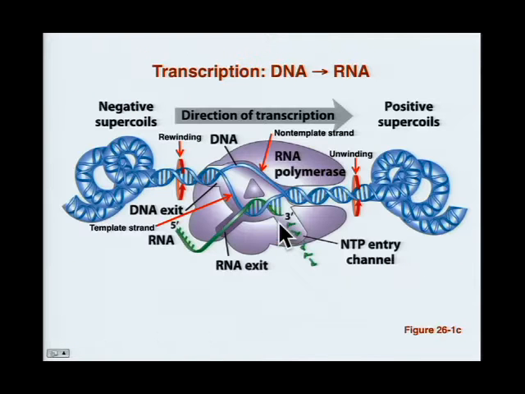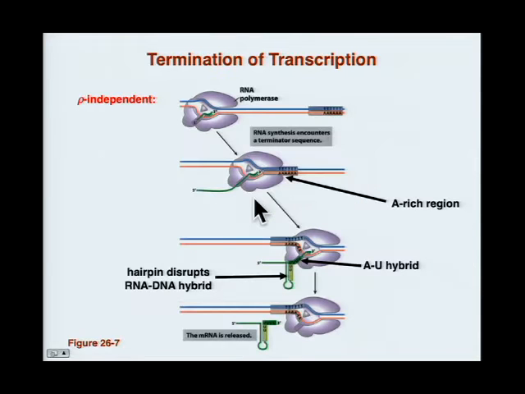Okay, so we're elongating, so we're adding ribonucleoside triphosphates, and extending this chain until we get to the end. But how do you know the end? There's got to be some signal from the DNA that says, stop, we don't need any, otherwise it would just keep going forever. You'd make massive RNA molecules.